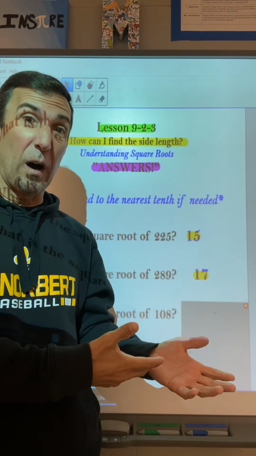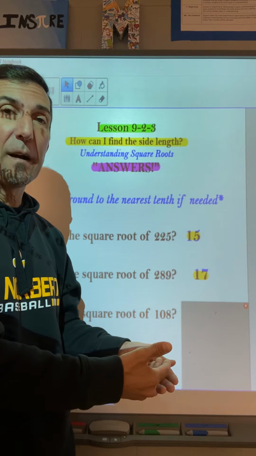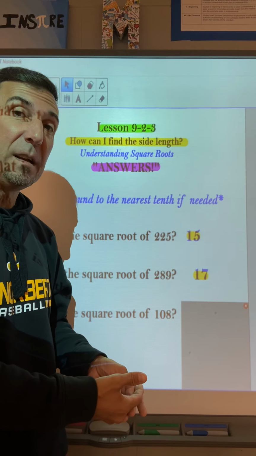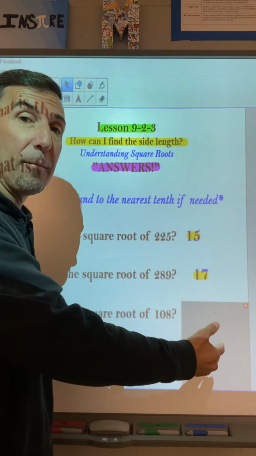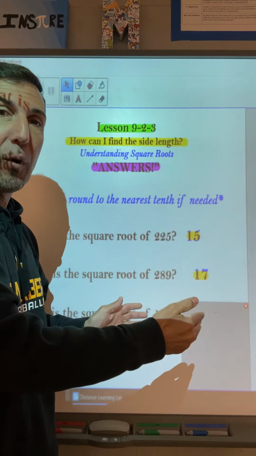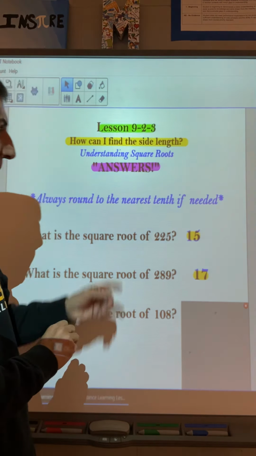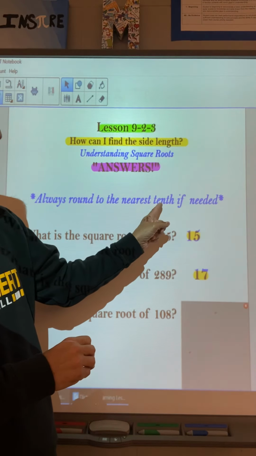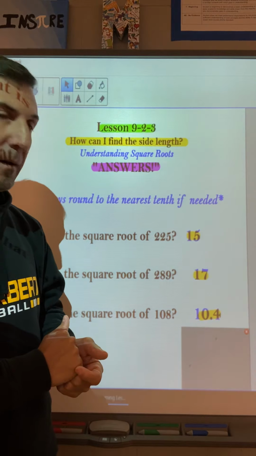So hopefully you said the square root of 100 is 10, and we go up just from there. The square root of 121 is 11. Okay, I'm closer to 100 than I am to 121. So it's got to be between 10 and 10.5. So then you hopefully started playing around with those numbers. And if you read the directions, it says always round to the nearest tenth. You should have gotten about 10.4.